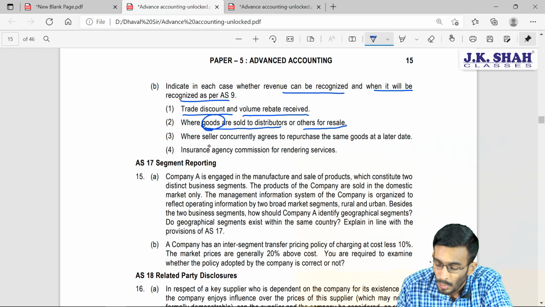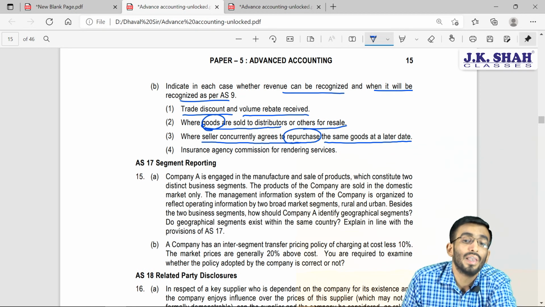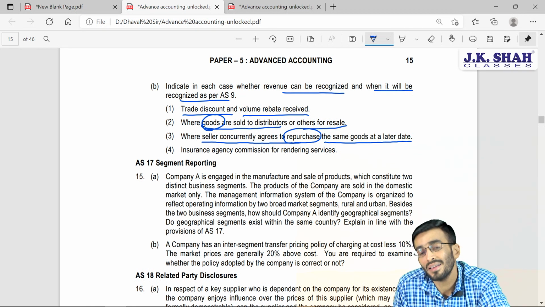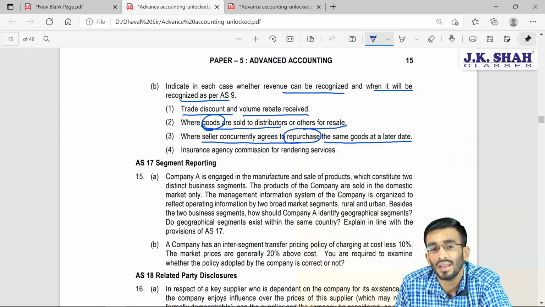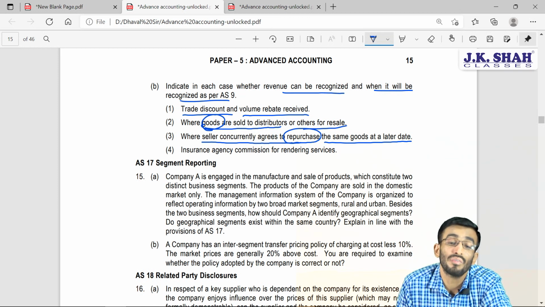Next, where the seller concurrently agrees to repurchase the same goods at a later date. Basically, this is nothing but a financial arrangement. Let us say, for example, today I am in need of 5 lakh rupees. So what I will do, I will sell my car to someone for 5 lakh rupees, and then I will tell them that I will repurchase the same car from you only after 6 months at 5.5 lakh.